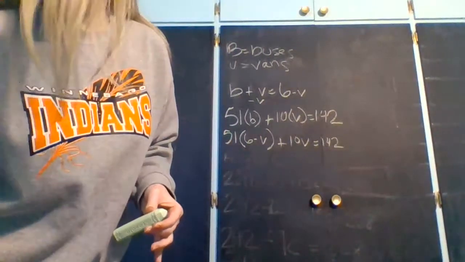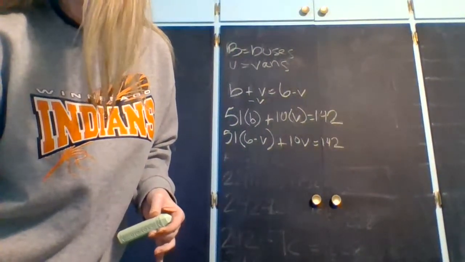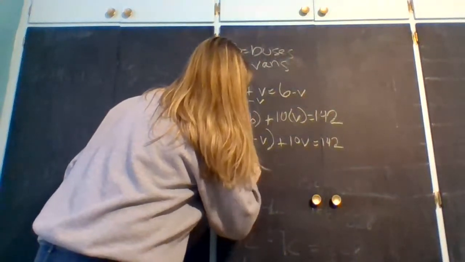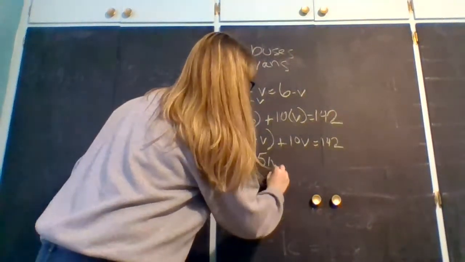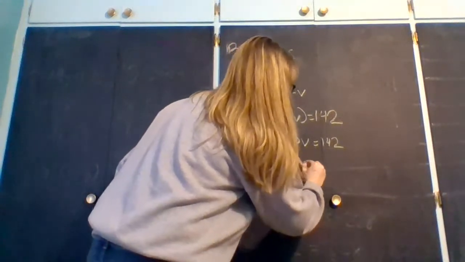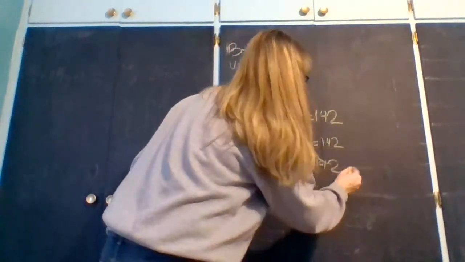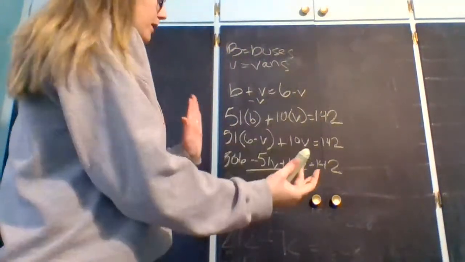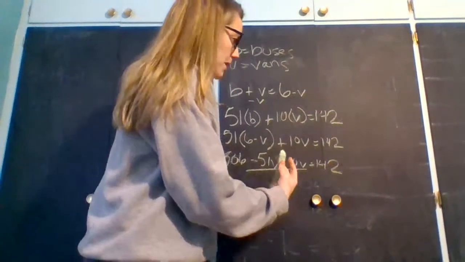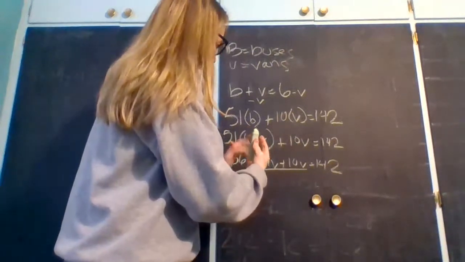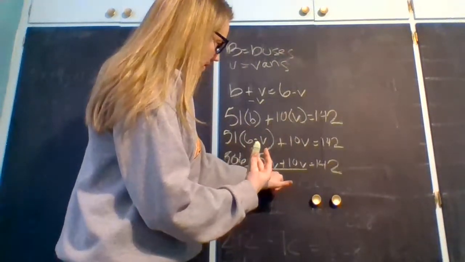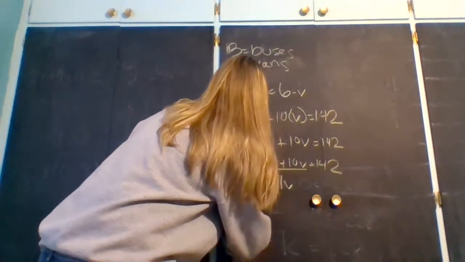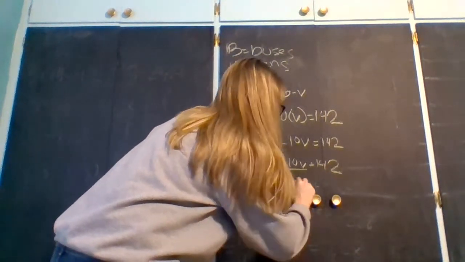I have 51 times 6 is 306 minus 51V plus 10V equals 142. And then I can combine my V's because they're on the same side of the equal sign. I'm not trying to move them yet, I can just combine them. So a negative 51V plus 10V is going to give me a negative 41V. So I still have my 306 here.